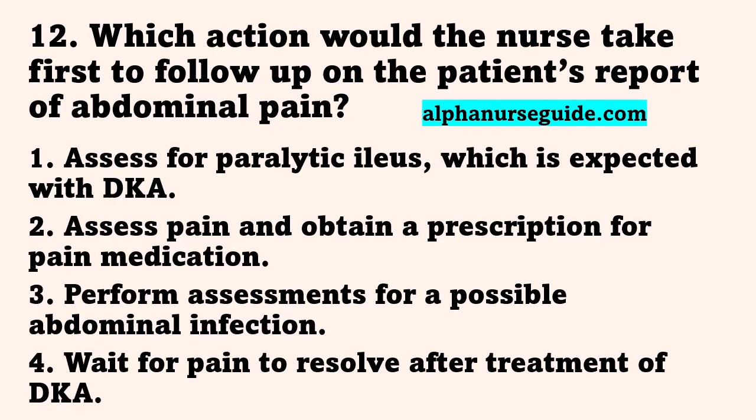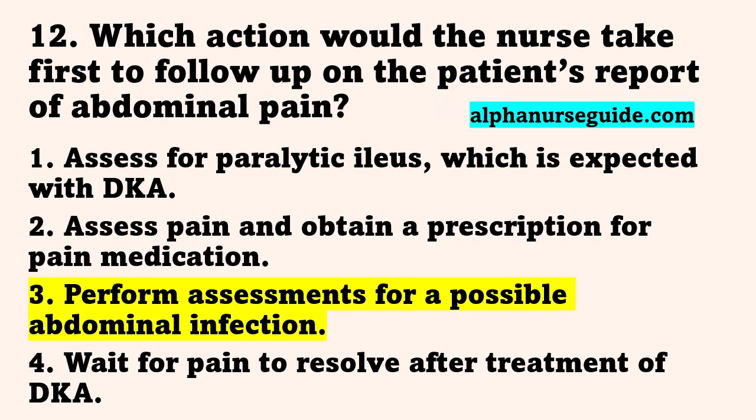Question 12. Which action would the nurse take first to follow up on the patient's report of abdominal pain? 1. Assess for paralytic ileus, which is expected with DKA. 2. Assess pain and obtain a prescription for pain medication. 3. Perform assessments for a possible abdominal infection. 4. Wait for pain to resolve after treatment of DKA.